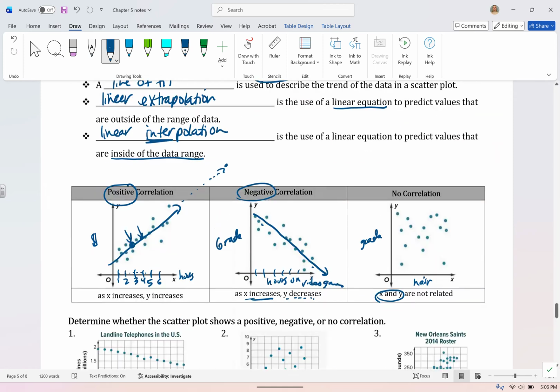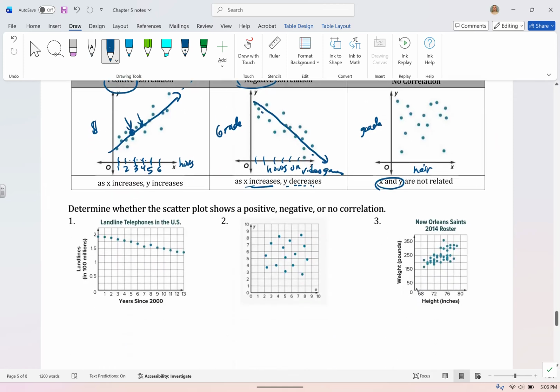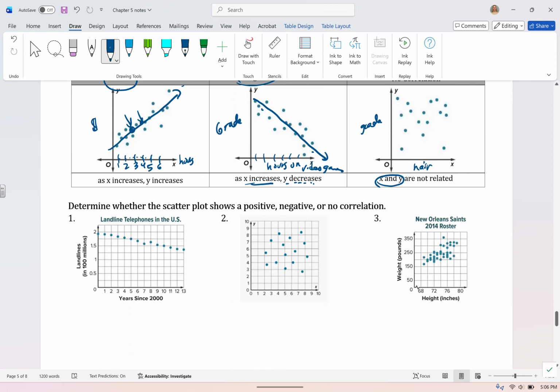your data. Okay, so which of these is positive? Which one's negative? Well, this would be negative. Why? As the years increase, notice the number of landlines or phone lines are decreasing. So as X increases, Y is decreasing. This has no correlation. You could draw the trend going downhill. The line of best fit would have a negative slope. Right here, the trend line could be like this.